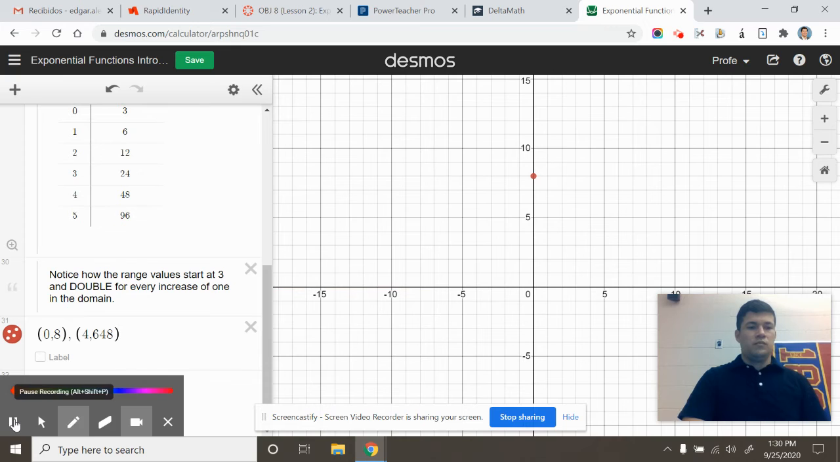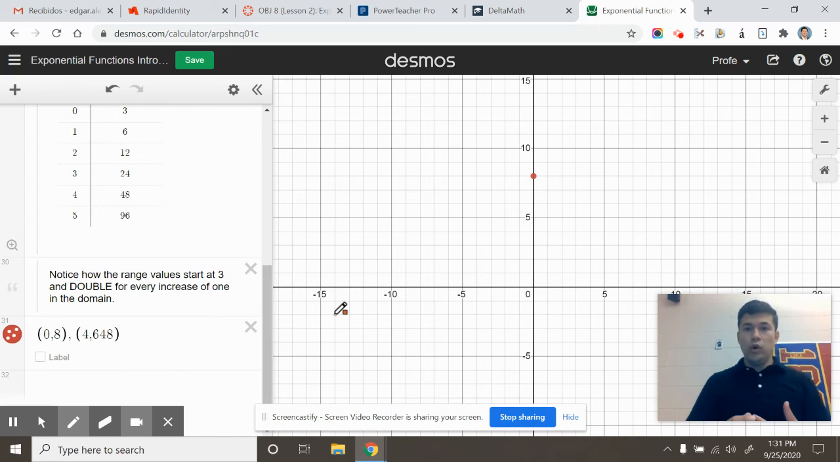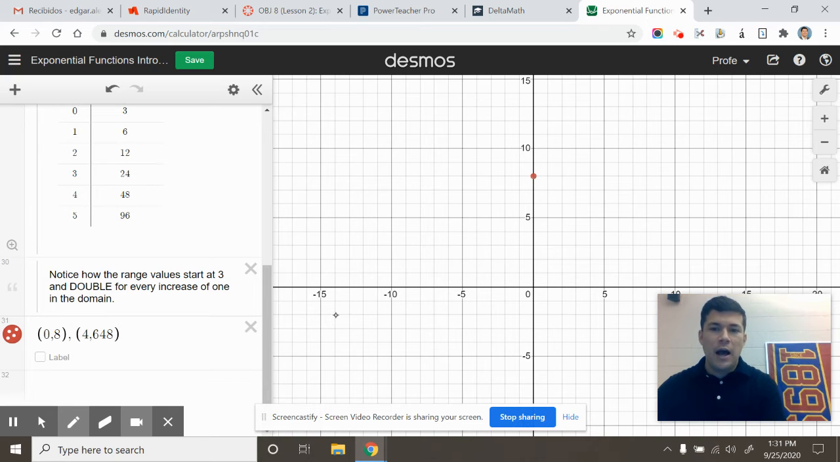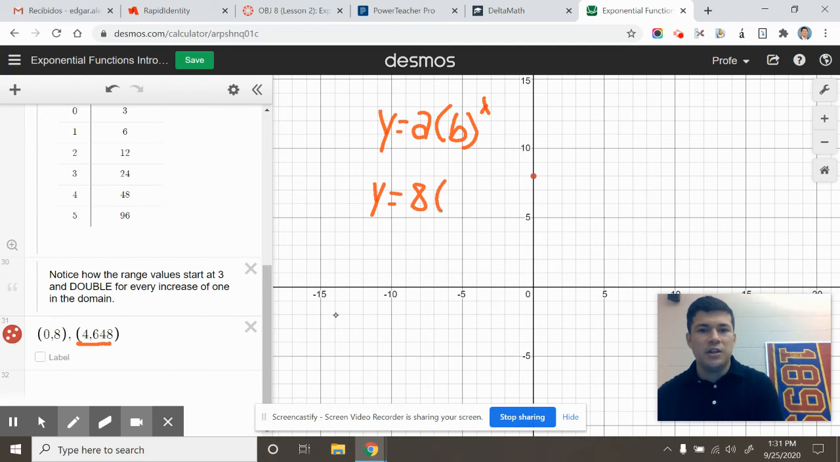All right, so one last example right here. What if I'm given some clues about a function? So I'm told the y-intercept of this function is going to be (0, 8), but then there's another point, (4, 648). So we want to think about our equation. Well, we know that it's going to be y equals a times b to the x. And we know that the value of a is going to be 8. So we know this is y equals 8 times some b value raised to the x power.